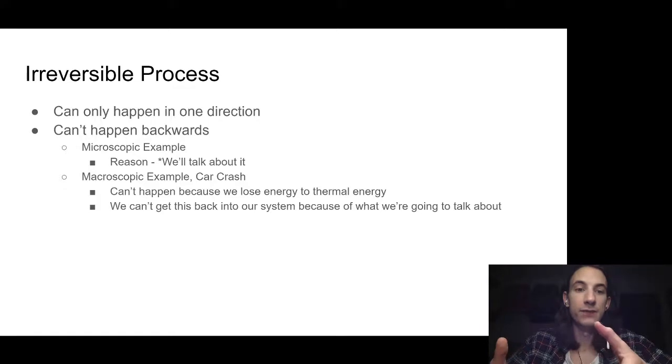If we think about the car crash example, we know that this can only happen one way, and that's because before the crash, the car has some set amount of energy. It has kinetic energy, some potential energy, maybe some thermal energy from the engine. But then when the crash is happening, you have it hitting the wall or the pavement, you see sparks flying. You take this kinetic energy and you turn it into thermal energy. So we lose some of this energy to thermal energy and we can't get it back into our system.